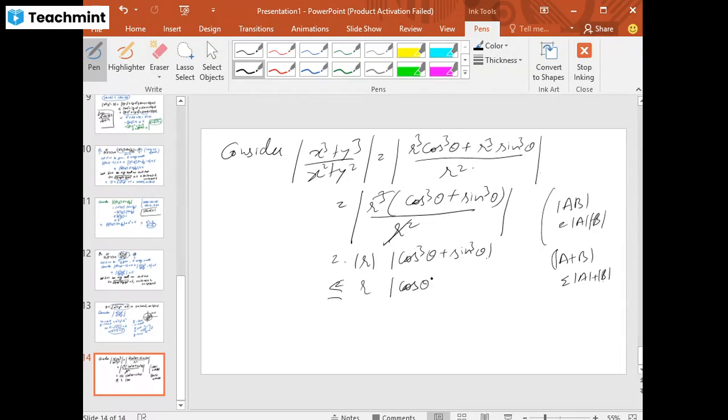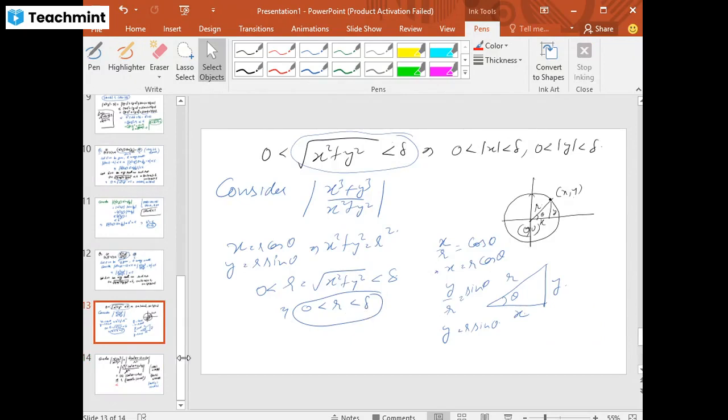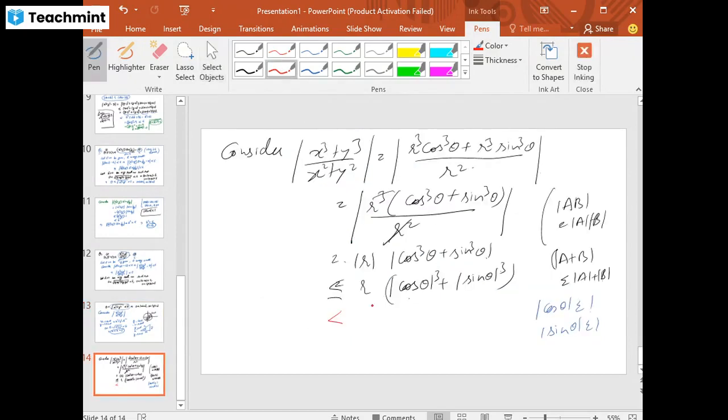This is mod of cos cube theta plus mod of sine cube theta. Okay. And because we know that cos and sine are bounded functions, the value of cos theta is less than or equal to 1, sine theta is less than or equal to 1, so is the value of their cubes. So it means that this is less than or equal to r times 1 plus 1. Now r is already less than delta, but we'll do it in the next step. So this is equal to 2r, but 2r is less than 2 delta.